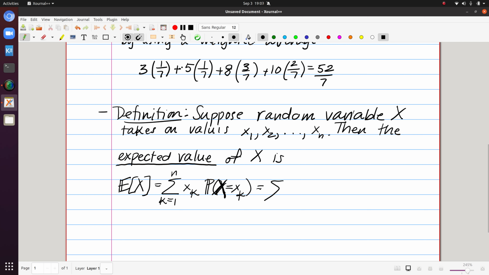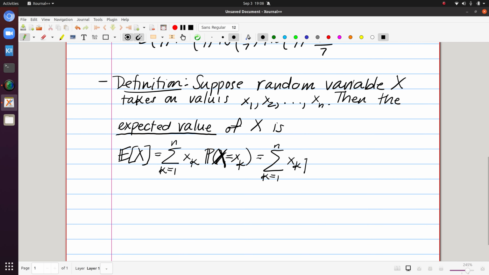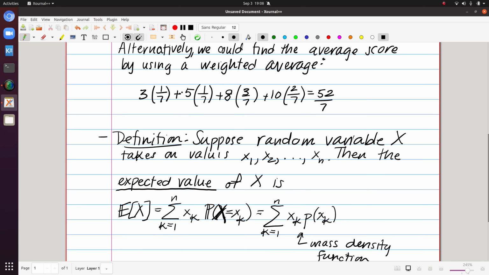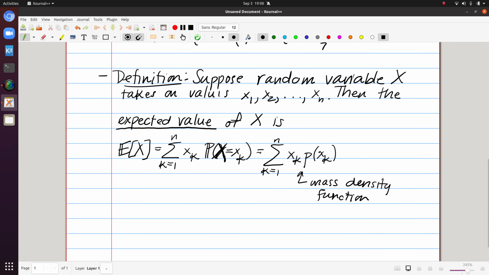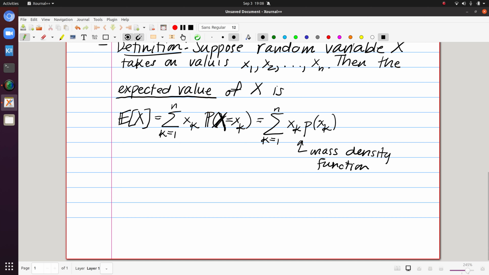And to tie this back into our mass density function, recall that that actually gave us the probabilities. So I could also express this as the values that the random variable takes on, xk, times the value of the mass density function when I plug in xk. So to be clear, this is the mass density function for x. And if you look back at the way that we computed the quiz average in the second way, that's that notion of the score values, 3, 5, 8, and 10, and among that collection, the probability that we select a student who had that score.